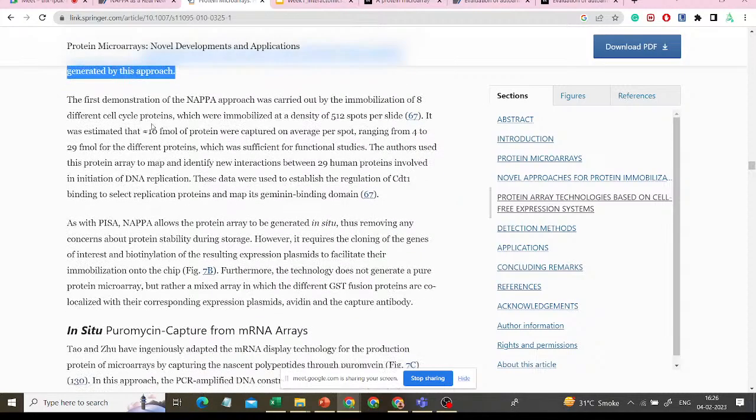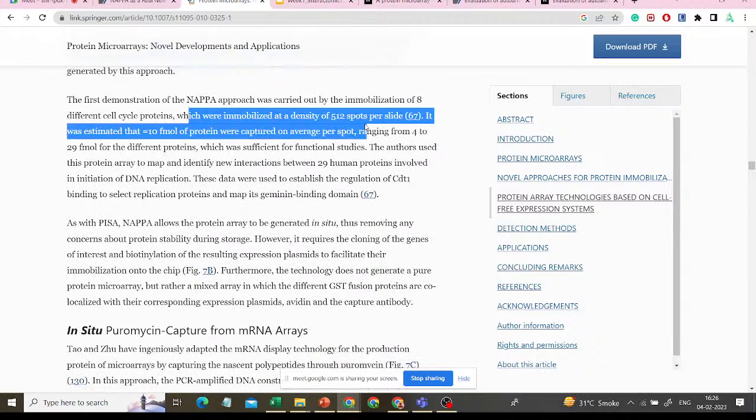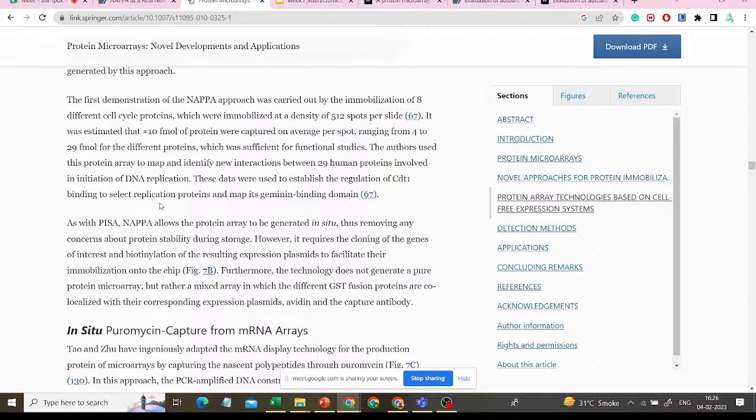Okay, so 8 different cell cycle proteins from the density of 512 spots, you can understand, ranging from different. Here also in PISA and NAPA, both help you to arrange your protein arrays in situ, and it removes any concerns about your protein stability during storage or the expression system and how it will be purified. Everything just gets out.